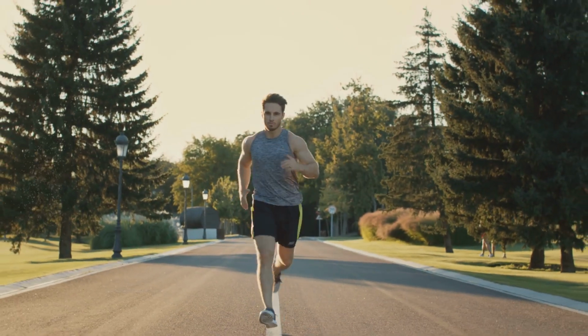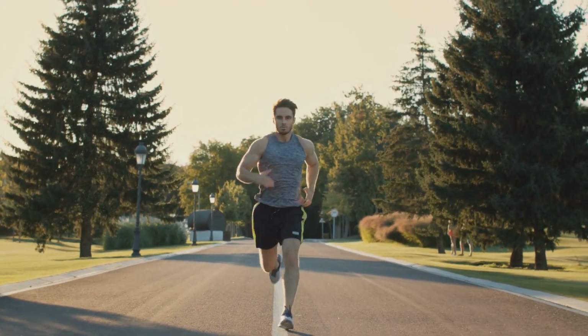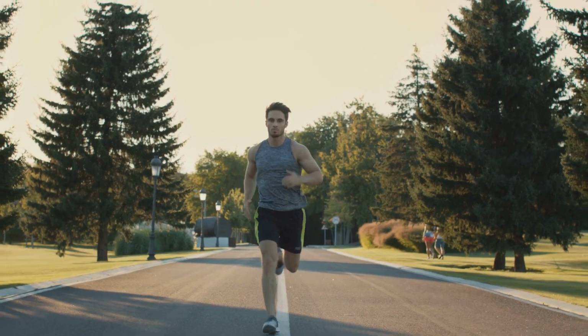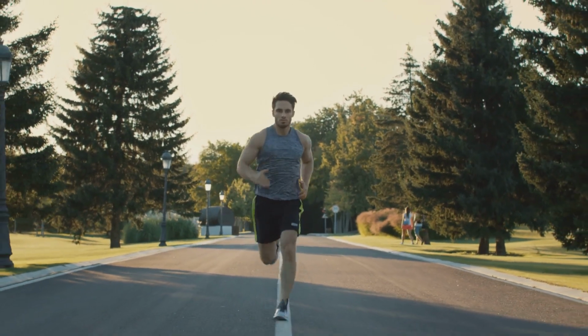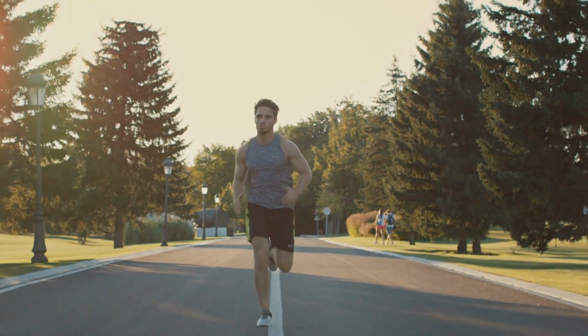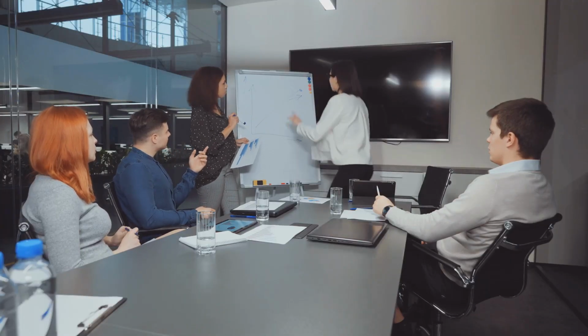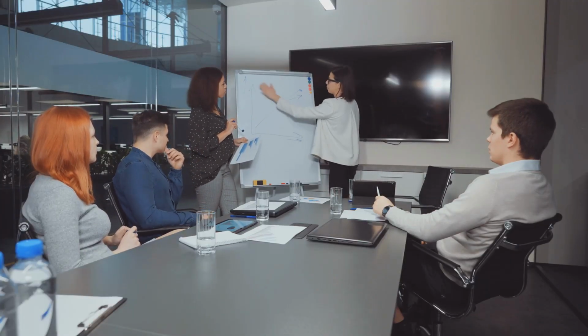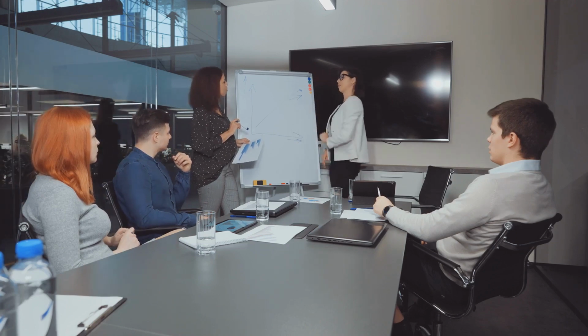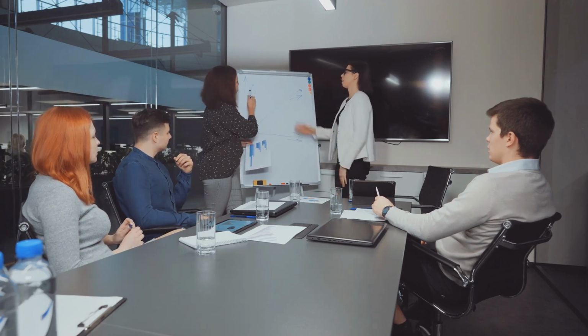Example 1. Fitness. Let's consider a fitness enthusiast who has always wanted to run a marathon but never knew where to start. Their SMART goal could be, I will run a marathon within the next 6 months. This goal is specific because they've outlined exactly what they want to achieve. It's measurable because they can track their progress through each training session.